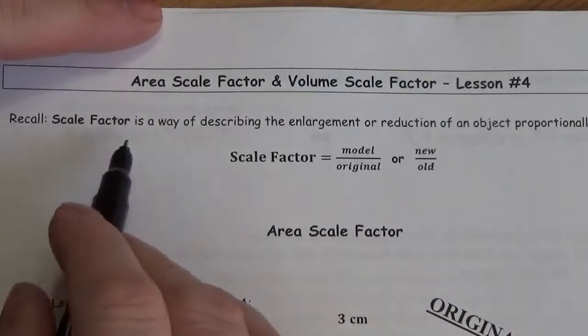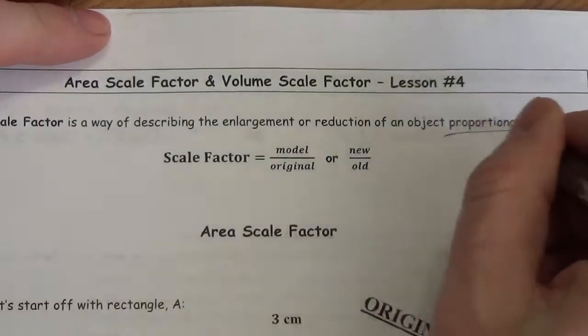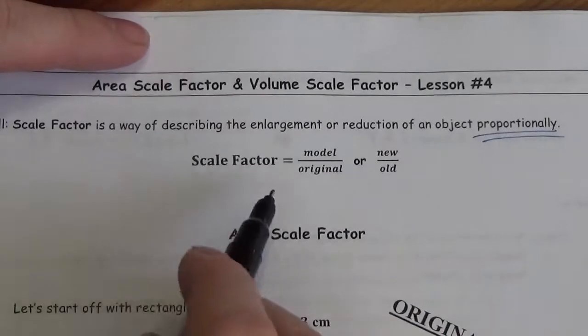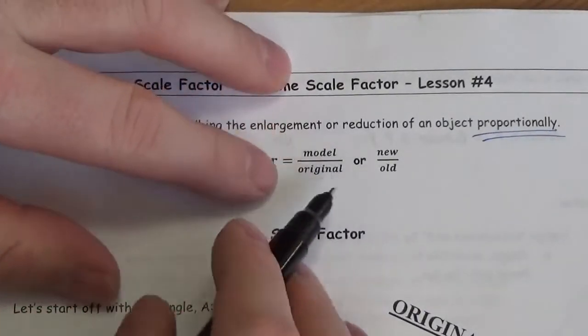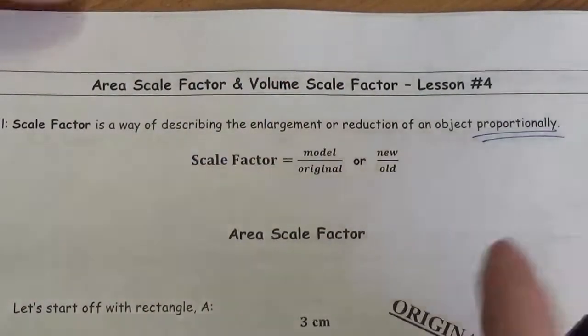Okay, so a scale factor is just a way of describing the enlargement or reduction of an object proportionally. So big focus right now on this proportional reasoning. The scale factor is going to be the dimension of the model divided by the dimension of the original, or new compared to old.